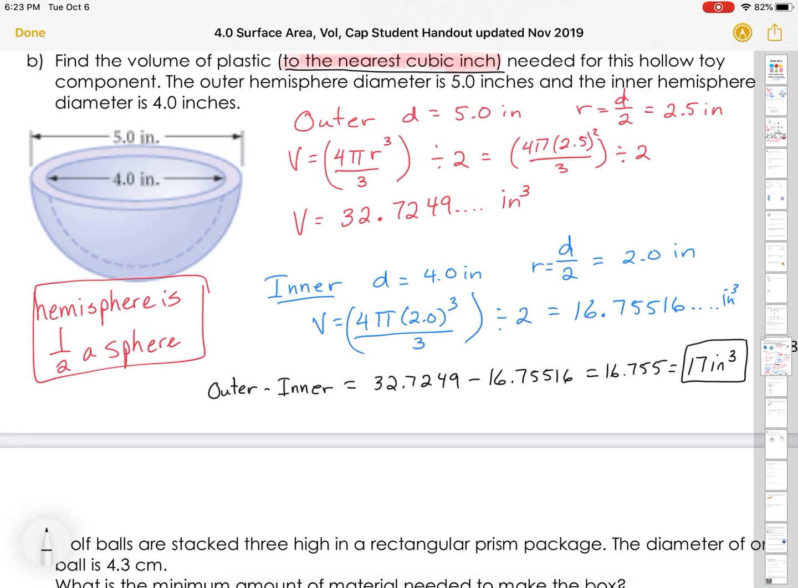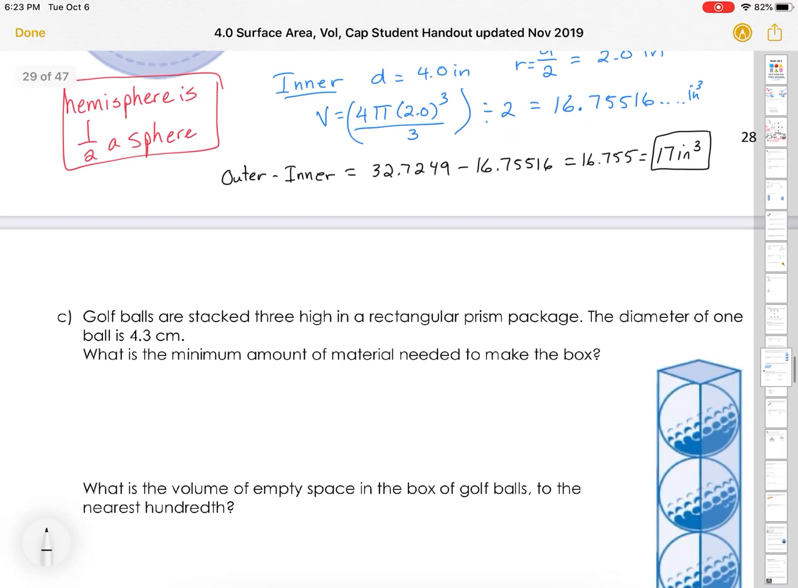Okay? So you really just have to think about what's going on, scooping it out. Can I find the outer volume of that hemisphere? Yes, I can. Can I find the inner volume of that hemisphere? Yes, I can. So I'm going to scoop it out by subtracting. Okay, so if you can find all the pieces, you can find the answer.